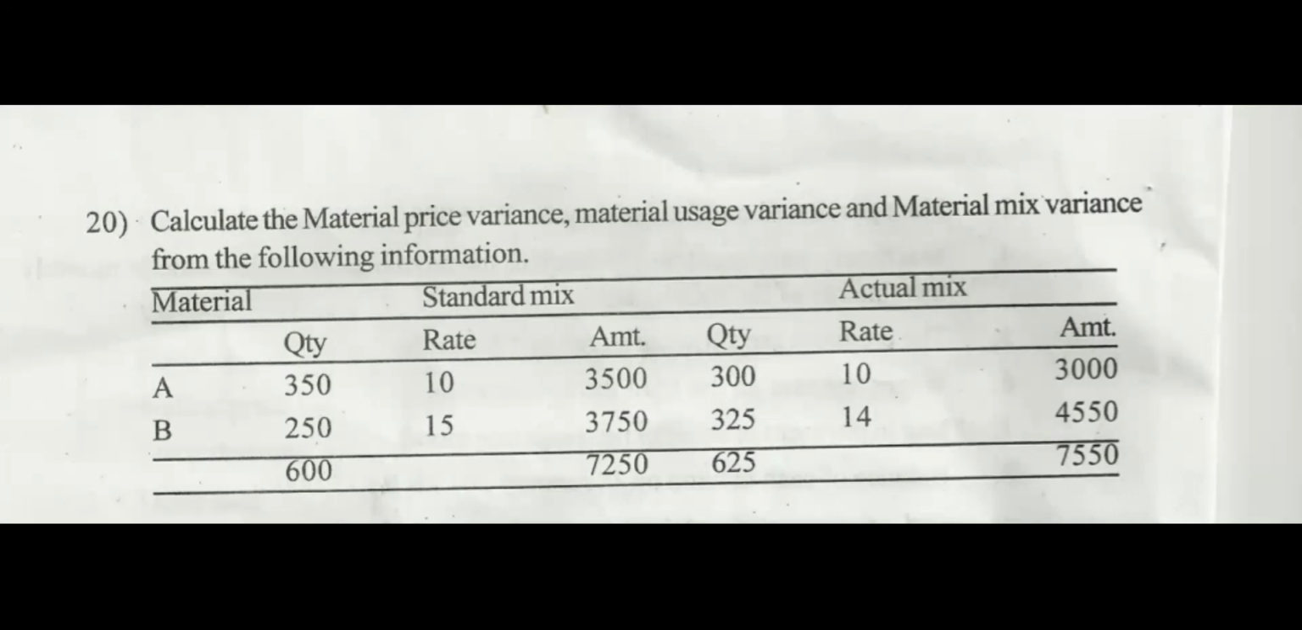And the next one, material mix variance, which is nothing but material efficiency. It is also very simple. How to do it? First, 350 minus 50 into 10. The next is 250 minus 325 into 15.